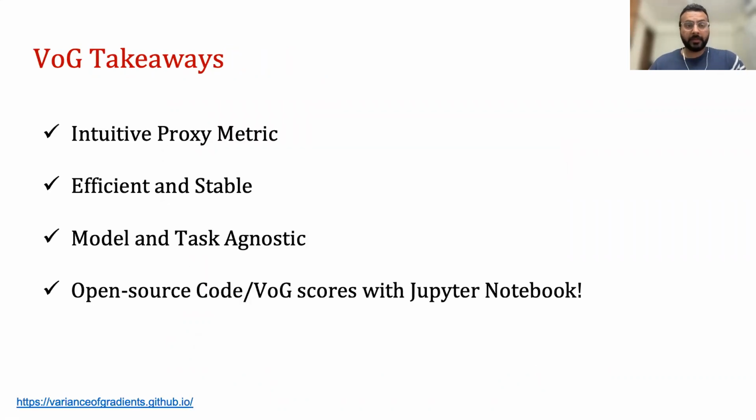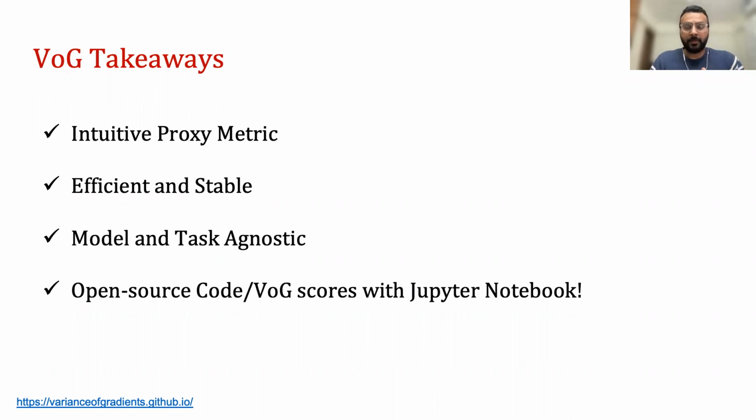Great. So in summary, in this paper, we present the variance of gradients, aka the VOG score, which is an intuitive proxy metric that builds on how the gradients change as the model learns. We show that it is efficient to compute as it only uses the vanilla gradients from training. It is stable, and it can also give us multiple views into the training dynamics of our model, right?